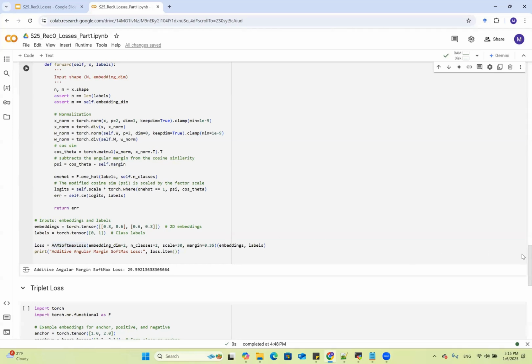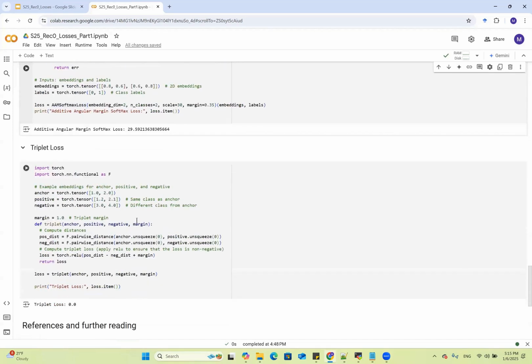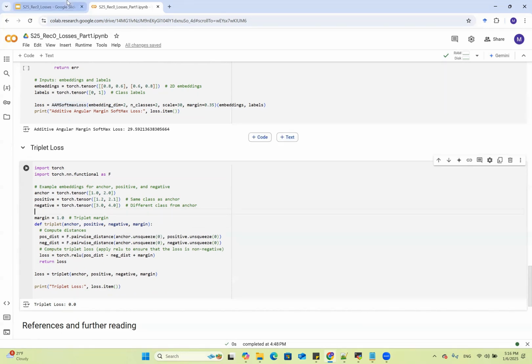For the implementation, by the way, PyTorch provides a built-in function for the triplet loss, but it's also very easy to create your own function for this. You just compute the distances for the positive and the negative samples, and then you compute the triplet loss by applying the ReLU to ensure that this loss is non-negative.